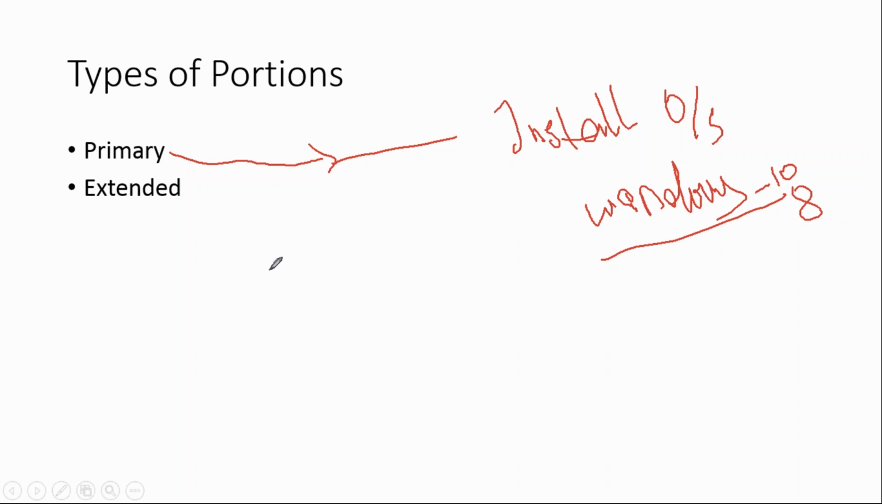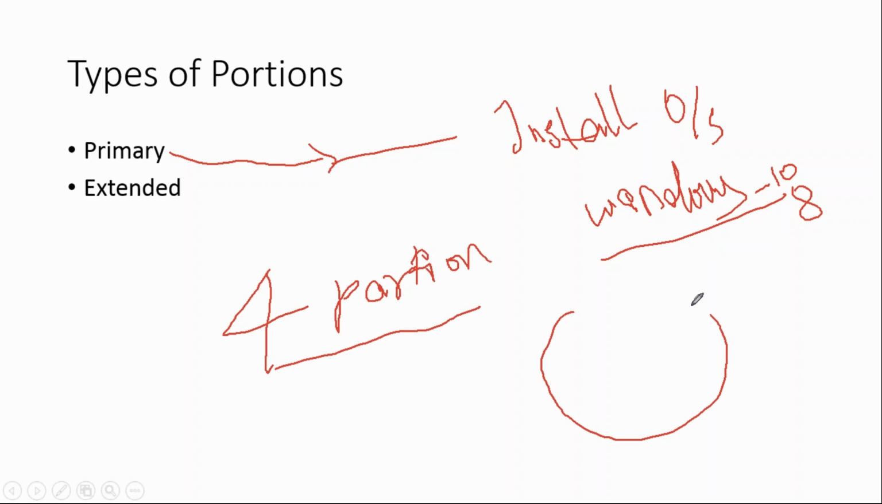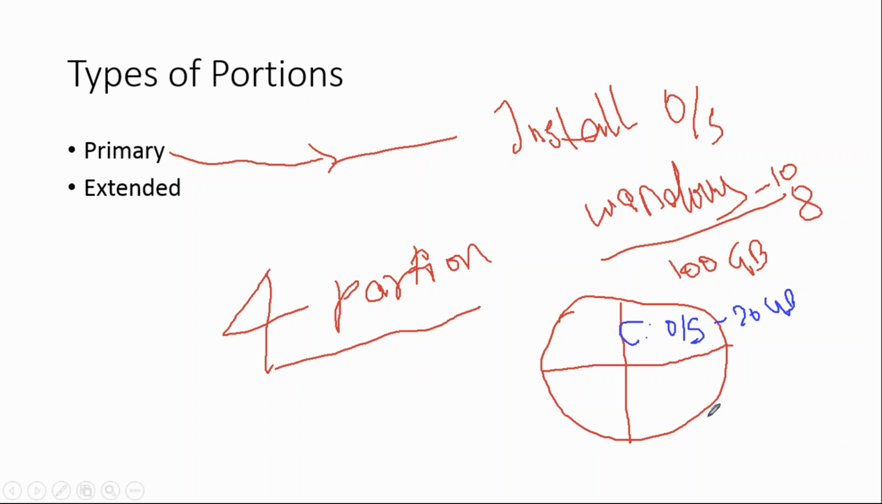Maximum 4 partitions it supports. Maximum 4 partitions you can create in your hard disk. Say for example, this is the hard disk. Let's divide into 4 partitions. It is 100 GB. First, I'll go with C drive. Here I'll install the operating system, and I'll give this 20 GB capacity. This is my primary partition. This I'll also make a primary partition. The drive is D drive. I'll give another 20 GB.